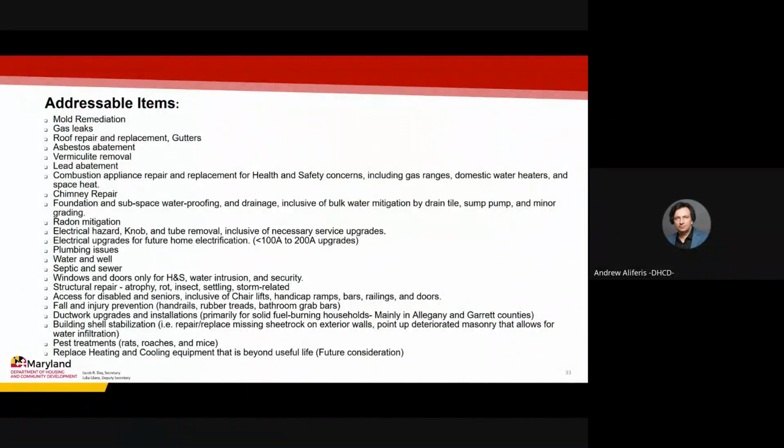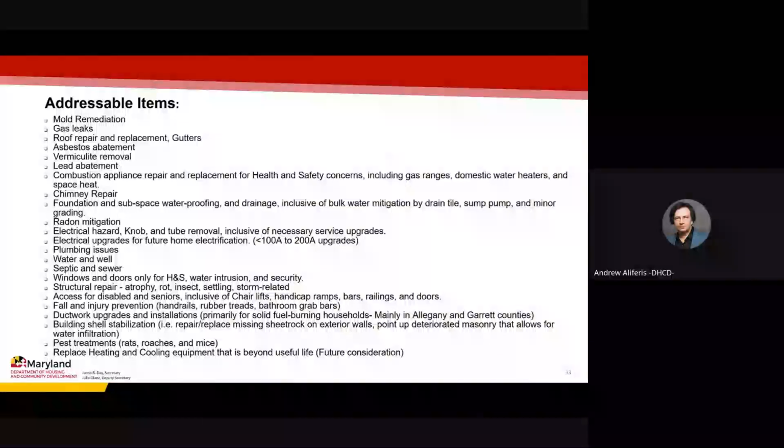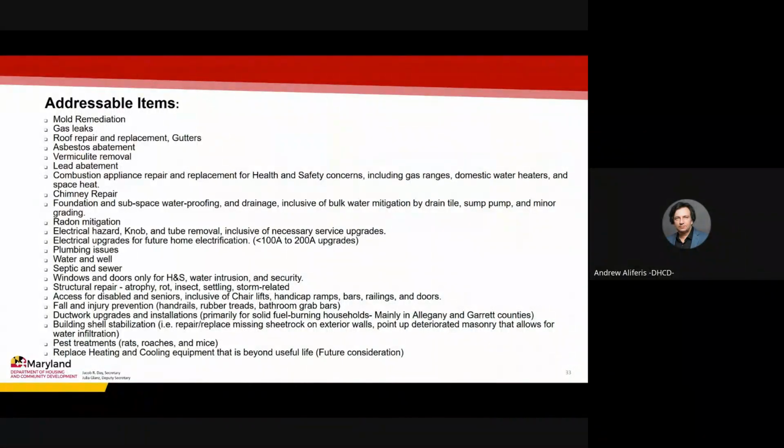And as I mentioned, in these older houses that we're talking about in the Maryland Historic Trust, you're very likely to have things like vermiculite or asbestos. Those are things that we would be able to address. Also gas leaks. Any house that has gas pipes in it, 90% of them typically have some form of gas leak. So that's something important to be aware of. And we also do mold remediation. Next slide.